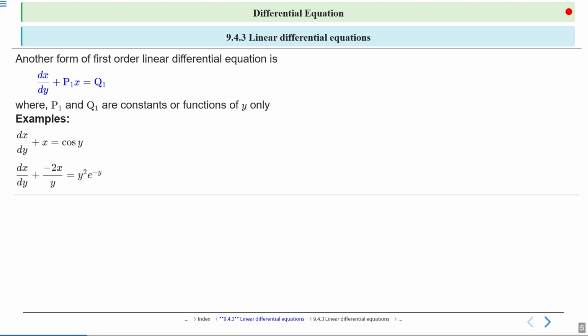The second example is dx/dy + (-2/y)x = y^2 e^(-y). Here the value of P1 is -2/y and Q1 is y^2 e^(-y). So both P1 and Q1 are functions of y only. So this is a first order linear differential equation of the form dx/dy + P1x = Q1.